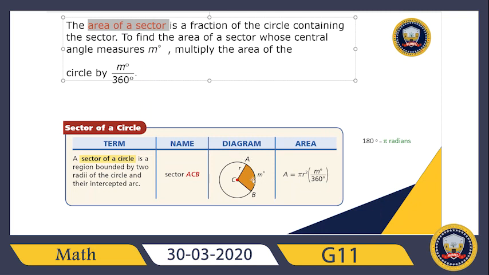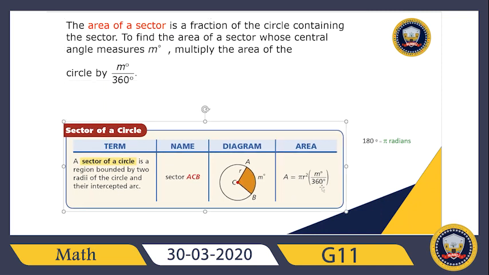It's as if I'm taking a fraction, as we said, of the whole area of the circle and dividing this by 360. So again, to find the area of this sector, we take the full area of a circle, which is πr squared, multiplied by m, which is the measure of this angle, over 360.